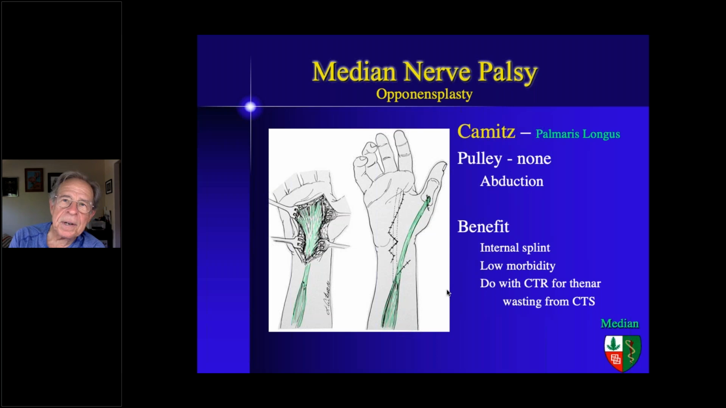The simplest is described by Hentz, and that's using the palmaris longus extended by a strip of palmar fascia. I think this acts more like an internal splint. It kind of holds the thumb in a better position. Certainly it's low morbidity, and I use it most often in patients with long-standing carpal tunnel syndrome, where the thenar muscles are wasted. You're going to do a carpal tunnel release, and a little bit longer incision gives you the benefit of the transfer.